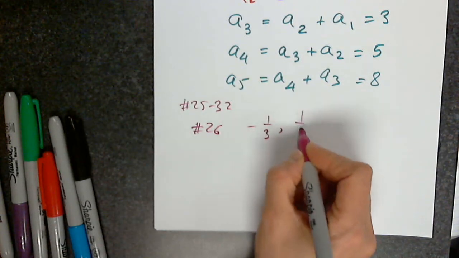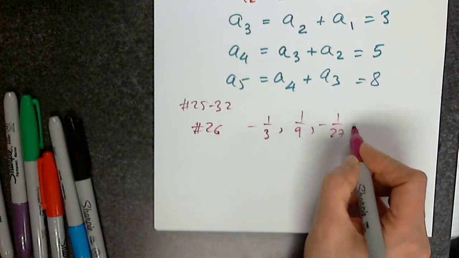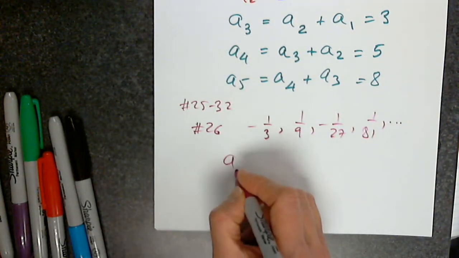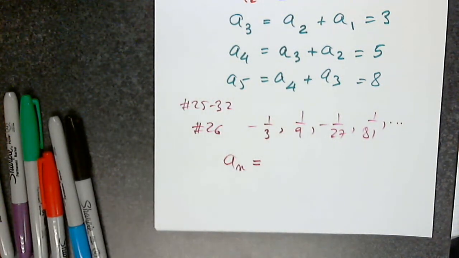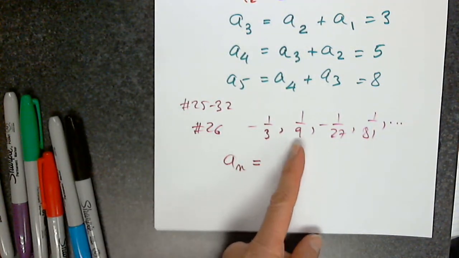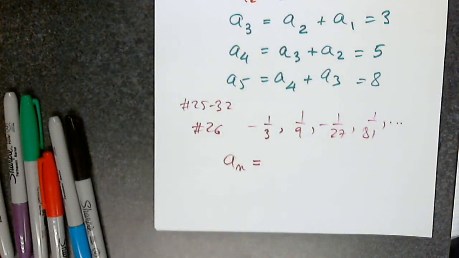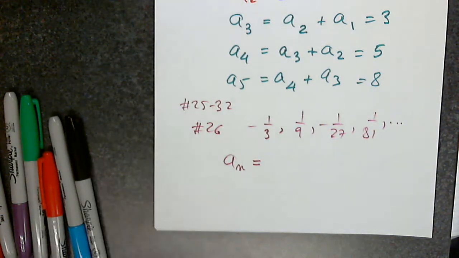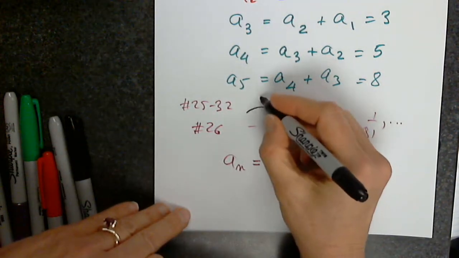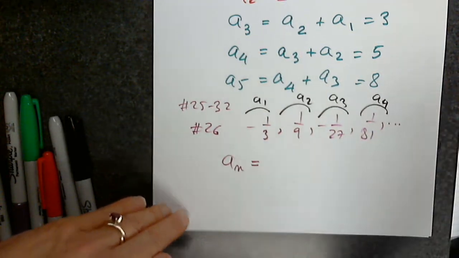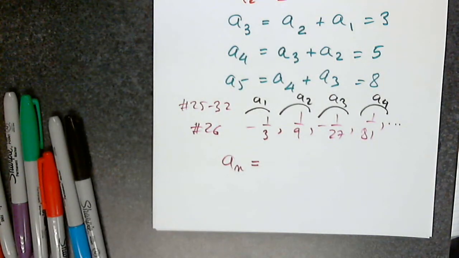In this case, I'm given the numbers, the terms of the sequence, to be exact: negative 1/3, 1 over 9, negative 1 over 27, 1 over 81, dot, dot, dot. And we're asked to find the general term in such a way that A1 will be this, A2 will be this, A3 will be this, and A4 will be this. Where is the easiest part? Where will I start? So this is A1, this is A2, this is A3, and this is A4.